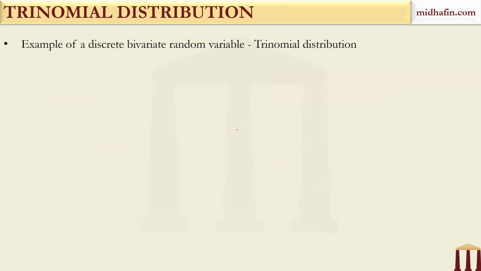Now, what is a trinomial distribution? The trinomial distribution is an example of a discrete bivariate random variable. The nomenclature is a little counterintuitive, because just now we are talking about bivariate, so how can trinomial be an example of bivariate? Just like binomial was an example of univariate. Because there are two outcomes in binomial, so how come it is univariate?